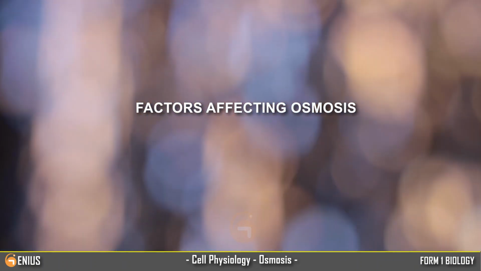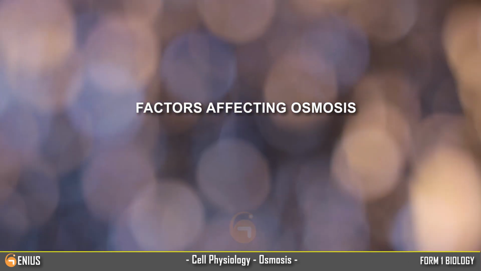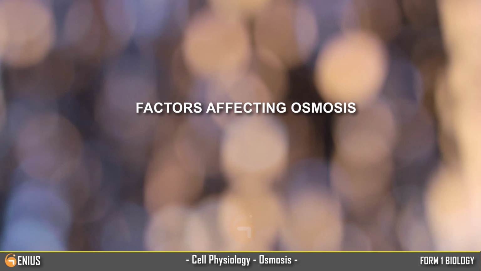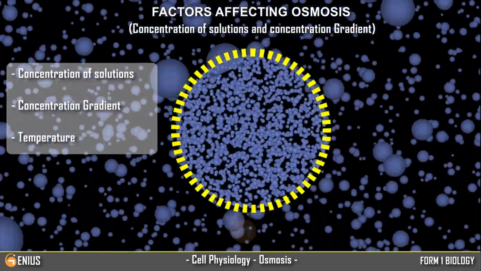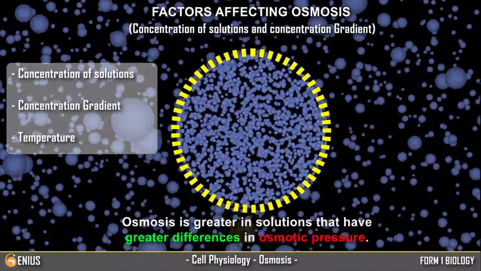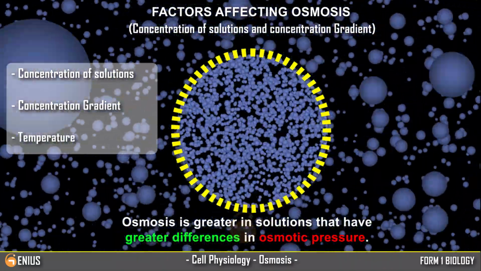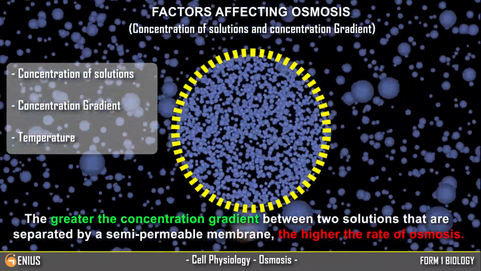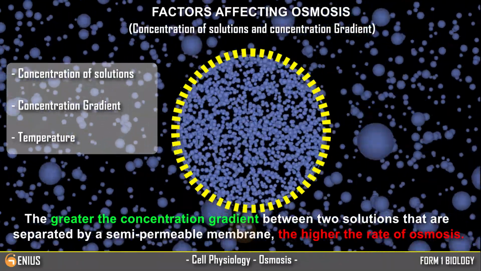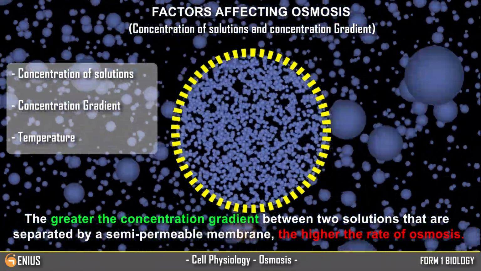Factors affecting osmosis. Concentration of solutions and concentration gradient. Osmosis is greater in solutions that have greater differences in osmotic pressure. The greater the concentration gradient between two solutions that are separated by a semipermeable membrane, the higher the rate of osmosis.